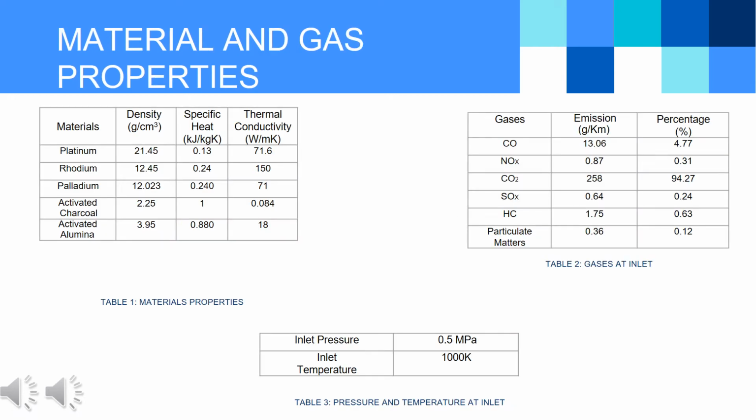Next we can see the material properties and gas properties and the initial temperature and pressure at the inlet. The materials like platinum, rhodium, palladium, activated charcoal and activated alumina are the absorbate materials. The gases like CO, NO, CO2, SO, HC, and particulate matter are examples of elements contained in the exhaust emission from the automobile. The inlet pressure is about 0.5 megapascal and the temperature is about 1000 Kelvin.